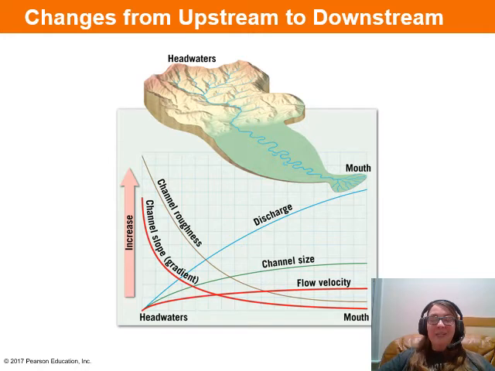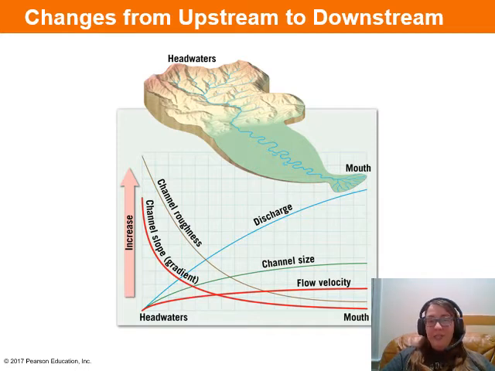And here, this chart is basically summarizing everything from the last slide. So we move from the headwaters, these mountainous regions where the river starts, all the way down to the mouth where the river discharges into an ocean. We're going to see that certain things, like the slope, are going to decrease. We're going to go from steep to gentle slopes. And we're also going to see that the sediment size is going to decrease as well.